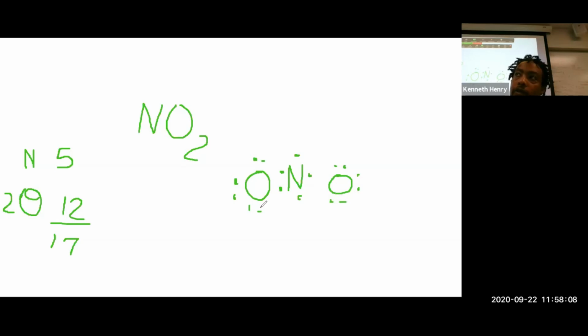Okay, but nitrogen is going to try to get as close as it can to reaching its octet, right? So here, we're going to share these electrons. They're going to come over. And so you're going to have one side. It's going to be a single bond. Double bond.